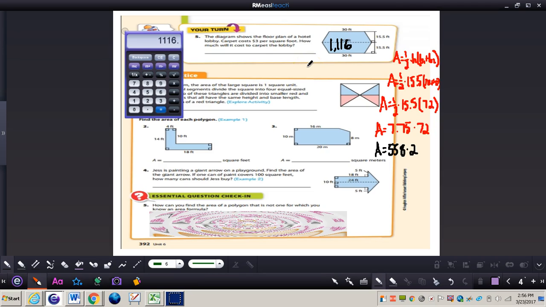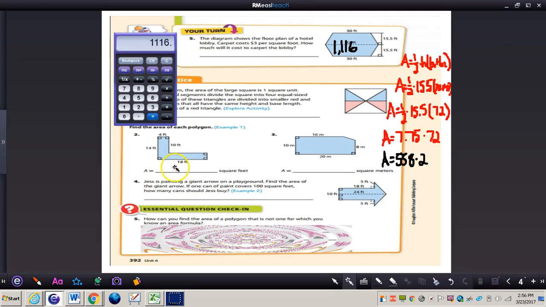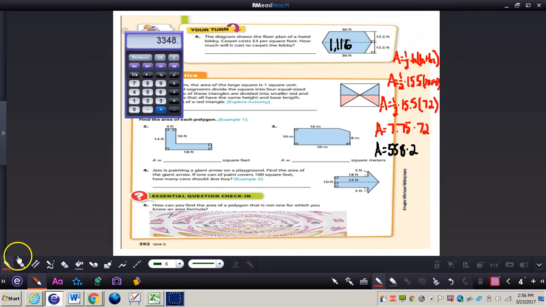It says carpet costs $3 per square foot. How much money will it cost to carpet the lobby? So $3 a square foot, and we have 1,116 square feet. You're going to take that 1,116 and multiply it by 3. That's going to give me $3,348.